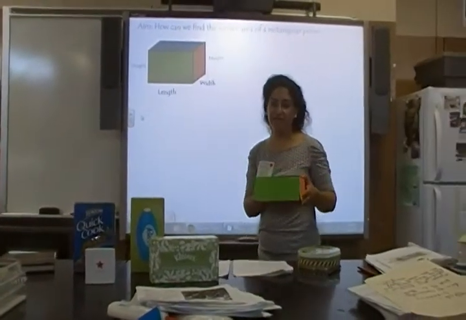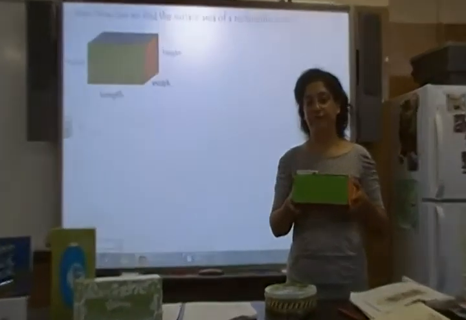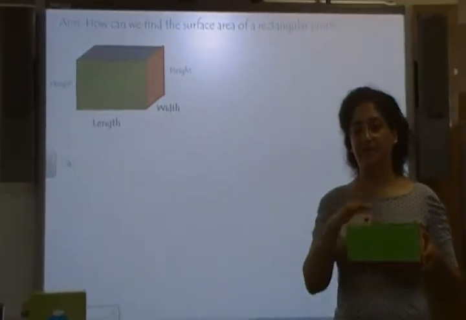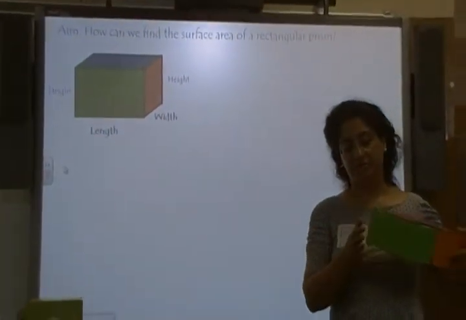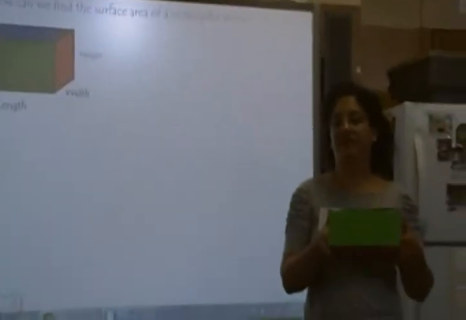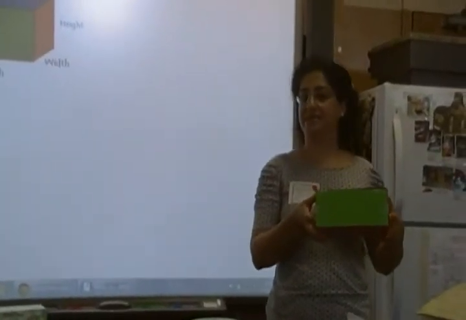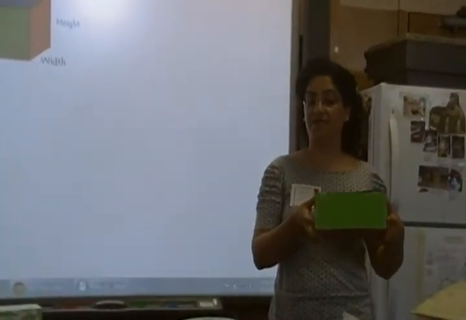Okay, I have covered this rectangular prism with different colors for you to see some of the sides that are the same. How many sides does this rectangular prism have? 6. Yes, it has 6 sides. And are any of the sides the same? Yeah, 2 of each. 2 of each, right.